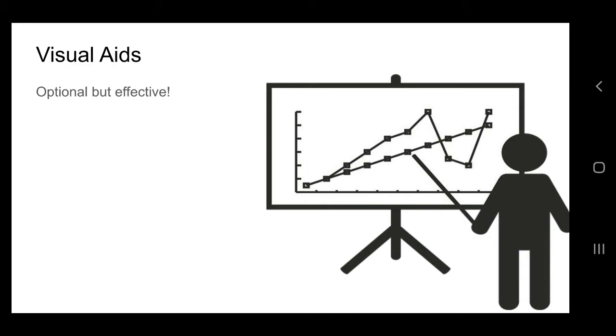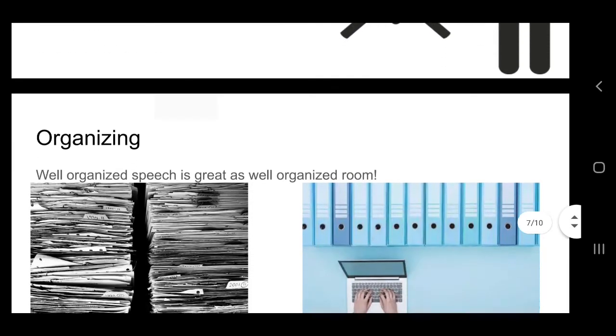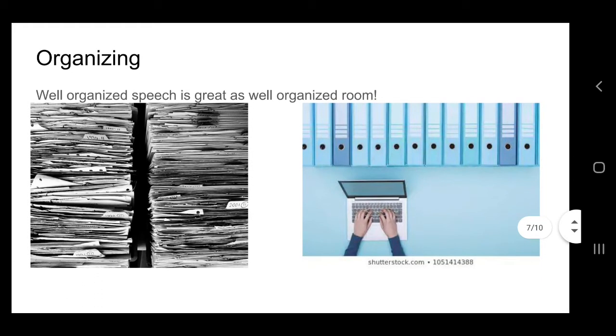Visual aids can help the audience understand what I'm going to talk about more easily, because it is a picture, or it could be a video or voice interview. This can be used in very diverse ways, so it can be very effective if it is used in the right way. And the next thing is organizing the speech.